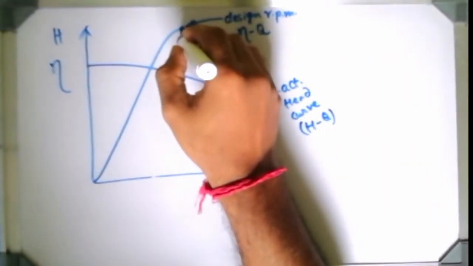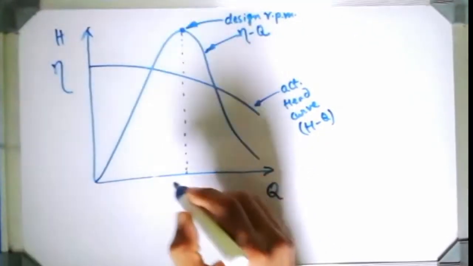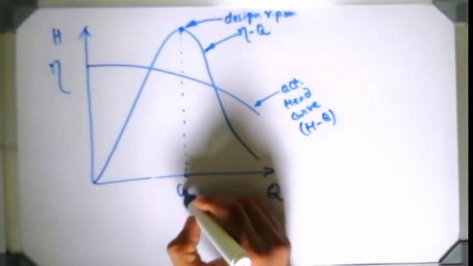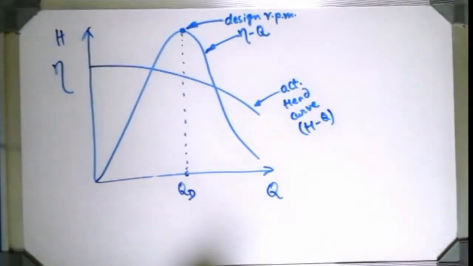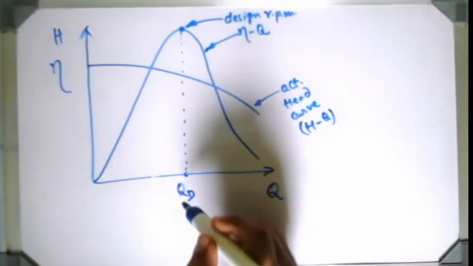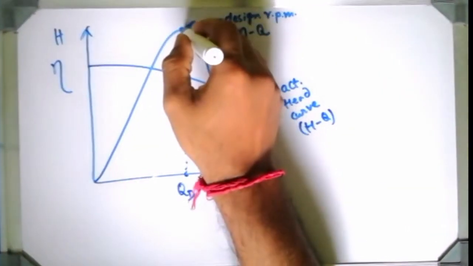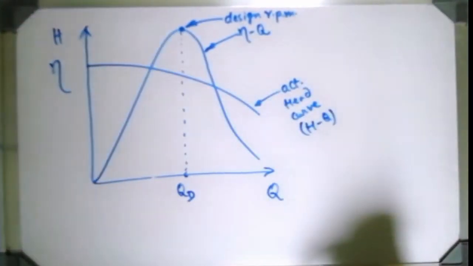And if we jot down this point on this particular axis, this point will give you the design discharge, because that is the efficiency curve. So maximum efficiency obviously will give you the design point of the discharge, and design RPM.